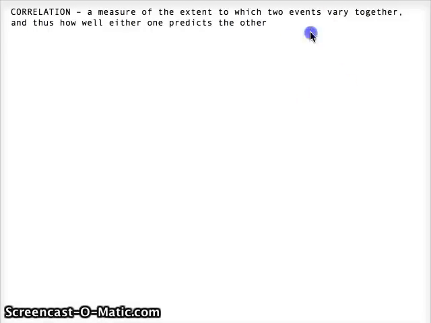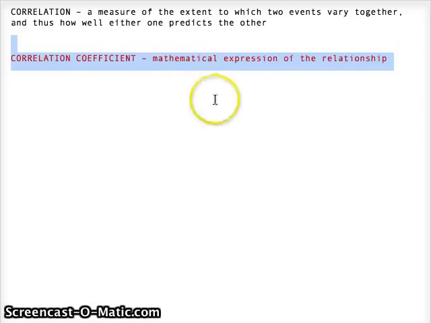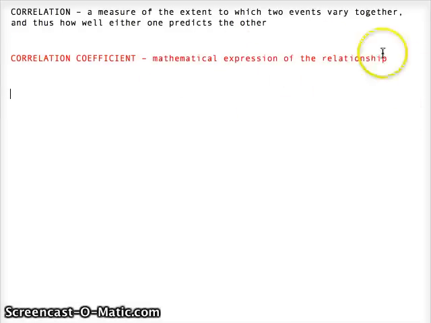So we'll talk about correlation coefficients first. A correlation coefficient is a mathematical expression of the relationship. This is the number that tells you all about the correlation. A correlation coefficient is going to be an R, and that is going to be some number between -1 and +1. You cannot have a correlation coefficient that is less than -1. You cannot have a correlation coefficient that is above +1. It has to be in this range.